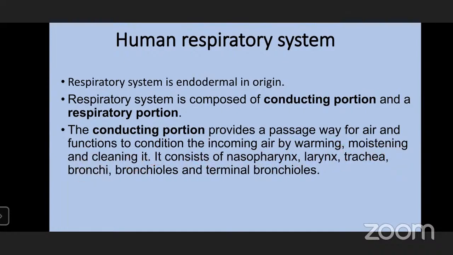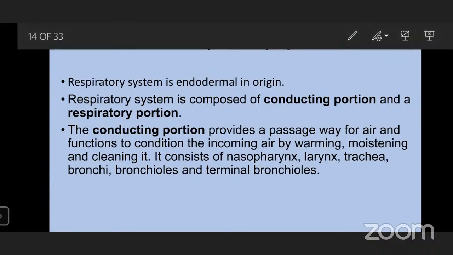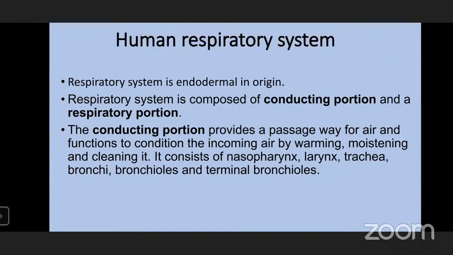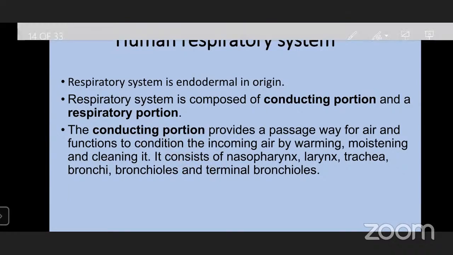We have the mucous membrane and the cilia. These things clean the air and moisten the air which is coming from the outside, because it can be any type of air. So it maintains it to the normal level, that of our body temperature. And what are the parts of the conducting portion?